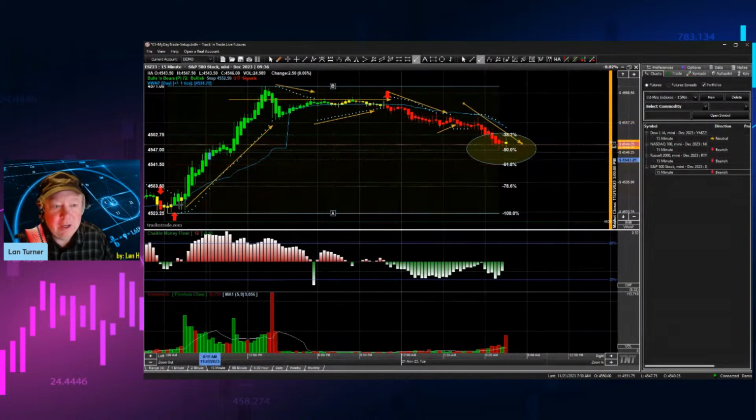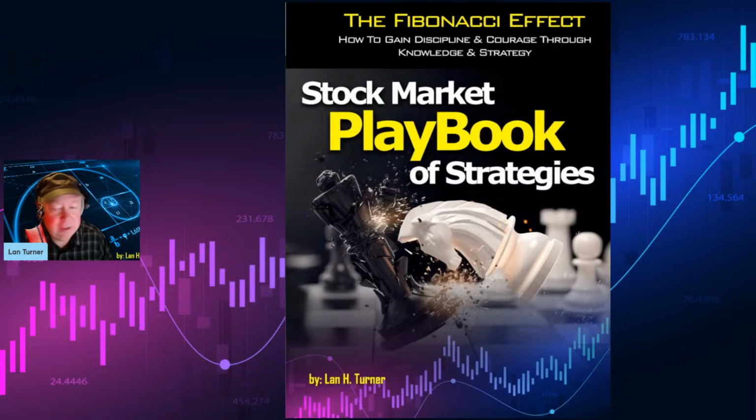If you're not familiar with how to count this, and you're like, what the heck is he talking about? 3 drives down? This is an Elliott wave pattern. You can pick this up in my book. It's on Amazon. This is the manual to the class.